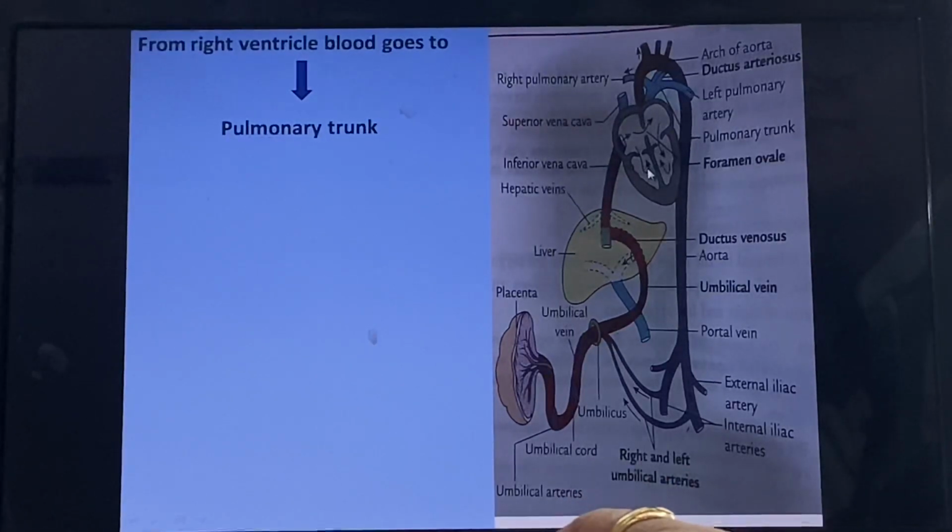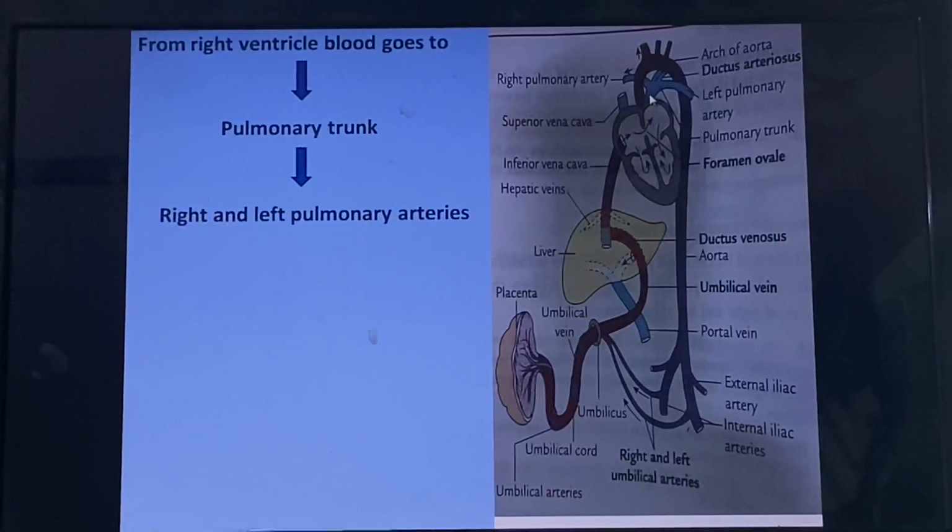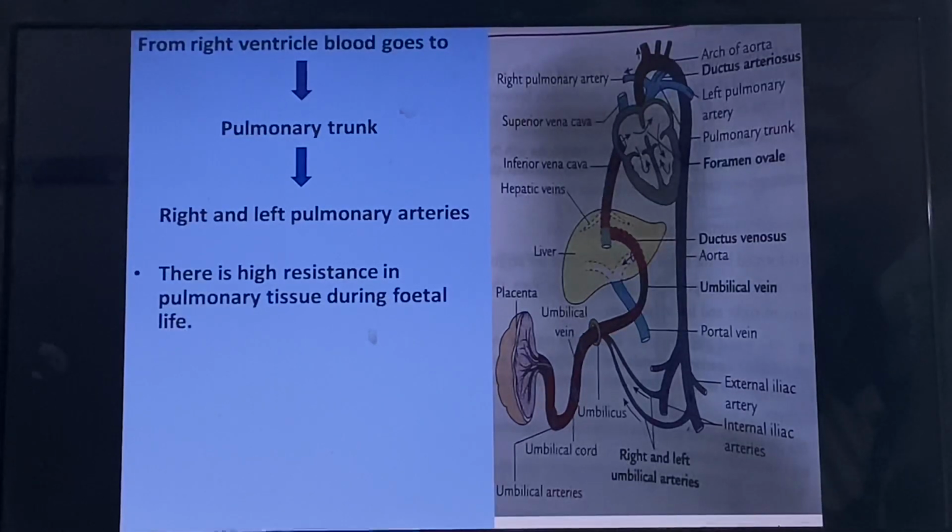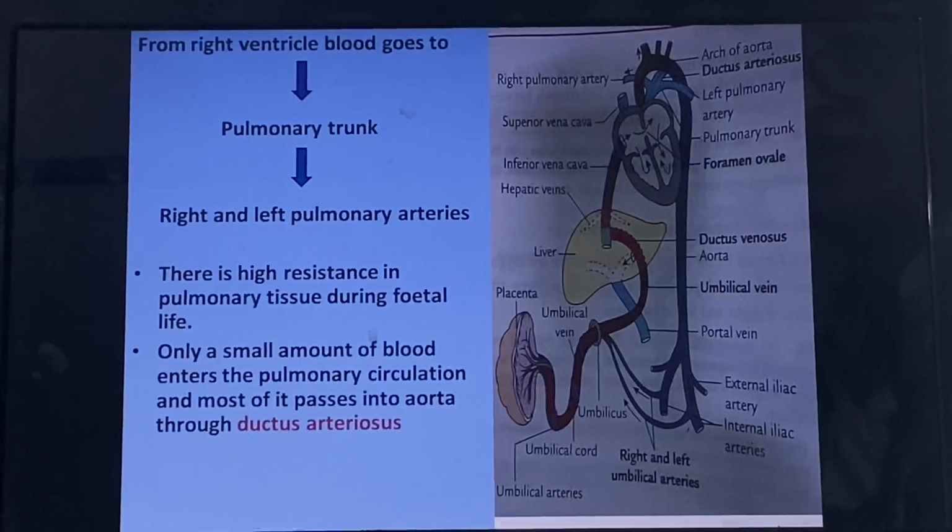So from the right ventricle, it is entering into the pulmonary trunk. From the pulmonary trunk to the right and left pulmonary arteries. There is high resistance in pulmonary tissue during fetal life, I told you. Then only a small amount of blood enters the pulmonary circulation and most of it passes into the aorta through the ductus arteriosus. Now you can see the communication of the ductus arteriosus over here.